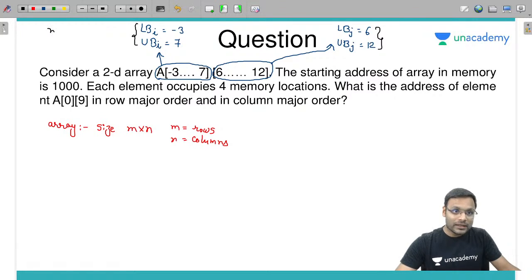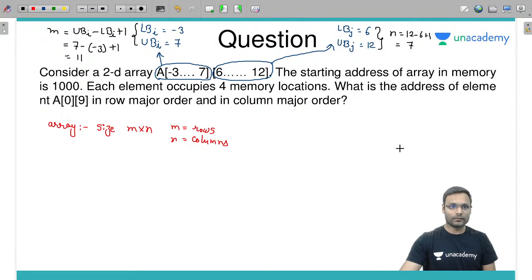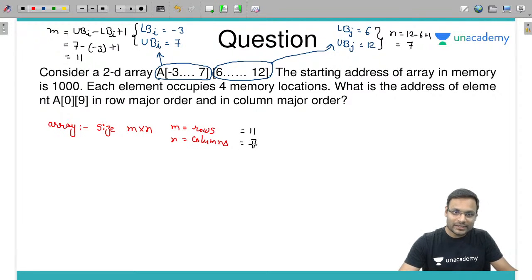How? m is equal to upper bound minus lower bound plus 1 of I, which is for rows. Upper bound 7, lower bound -3, plus 1, how much will it be? 11. And the value of n is upper bound minus lower bound plus 1, how much is it? 7. Can you verify? Is that fine? So m we have calculated is 11, n we have calculated is 7.